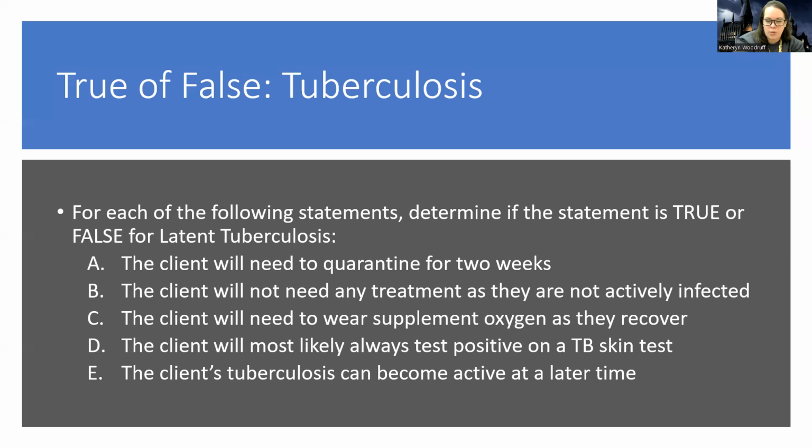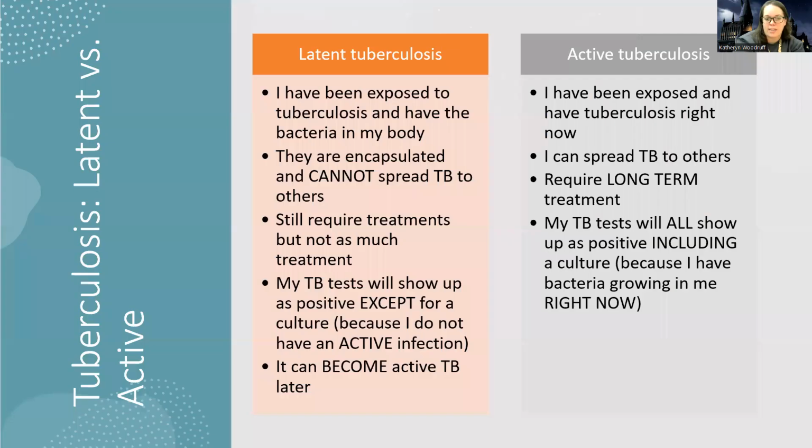So then I'm down to the client will most likely always test positive on a TB skin test. Well, I think if they have any type of tuberculosis, they're always going to test positive. So I'm going to say true for this one. And then the client's tuberculosis can become active at a later time. Well, it's kind of like in the name, it happens latent or later. So it seems like that would be true as well. So I think false, false, false, true, true. Let's read more though about latent versus active.